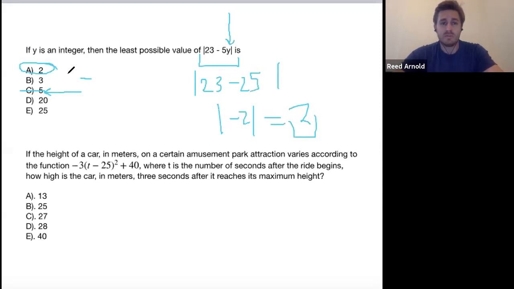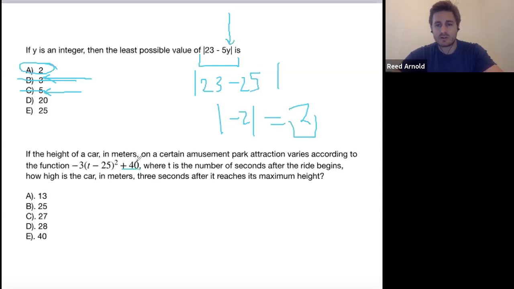If you chose B, it's because you didn't consider that this might go negative, and you just thought Y equals 4. 23 minus 20 is 3, but I can go one smaller by going to -2. Okay. But don't mix up the number you put in to answer the question with the actual answer to the question. Same thing down here.